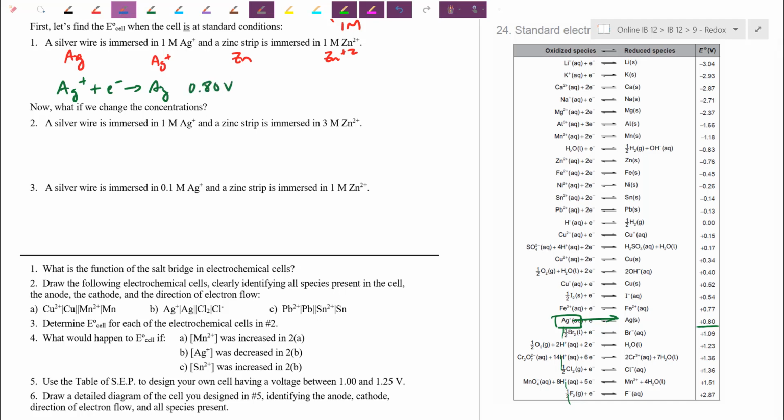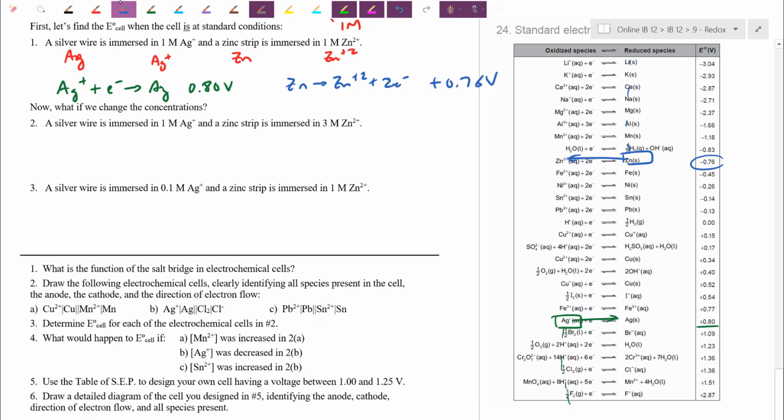The zinc solution, start from the top right and go downwards. Those are the best guys oxidizing. I run into zinc solid, so the zinc reaction becomes Zn plus 2 and 2 electrons. That voltage, this is a reduction potential, negative, so I'm going to make it a positive for an oxidation potential. That's going to be 0.76 now.